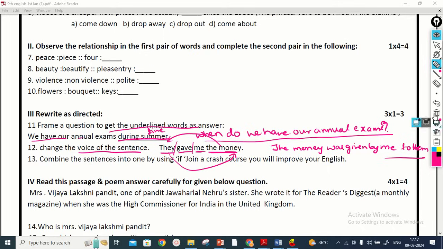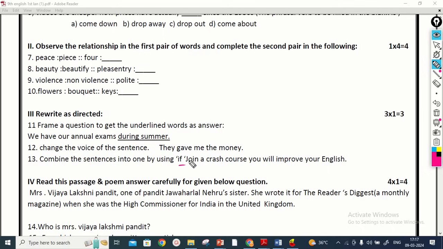Combine the sentences into one by using if. Join a crash course, you will improve your English. So here we have to use if. If you join a crash course, you will improve your English. So for using if, you have to use you. If you is used here. Then read this passage and poem, and answer the questions carefully. So here they gave a passage and also questions, so we have to answer that one.